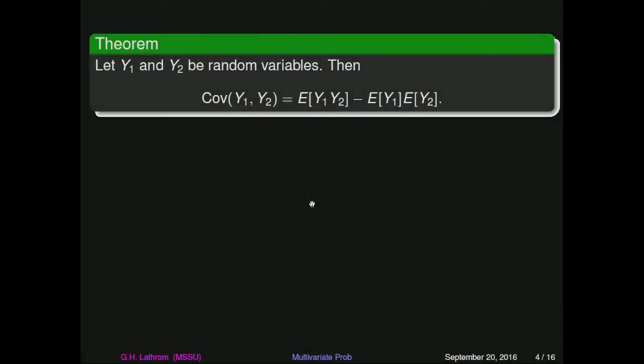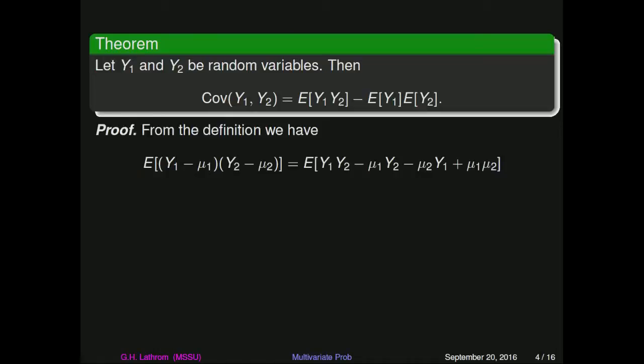Now if we let y sub 1 and y sub 2 be random variables, then just as in the single variable case we had a simplified version of computing the variance, we have a simplified version of computing the covariance. The covariance of y sub 1 and y sub 2 will be equal to the expected value of y sub 1 y sub 2 minus the product of the expected values for y sub 1 and y sub 2. Let's see why that is the case.